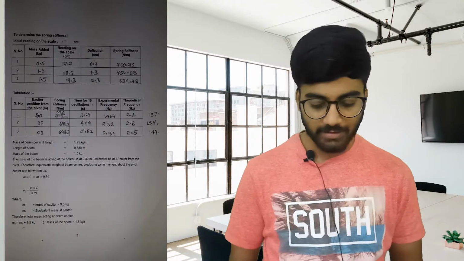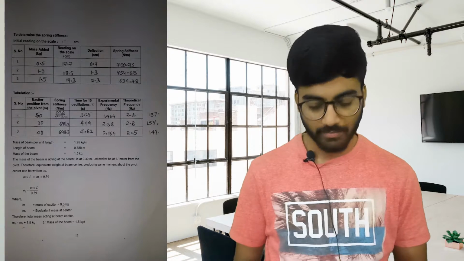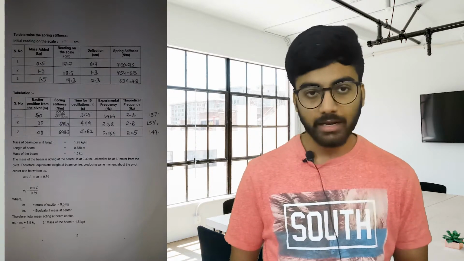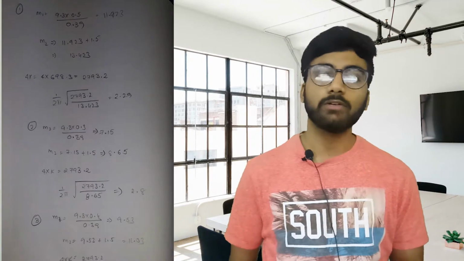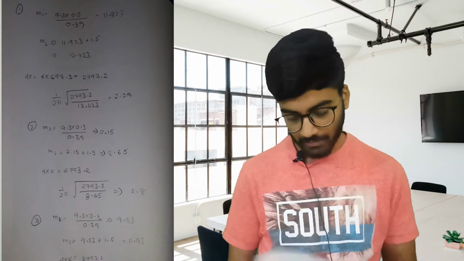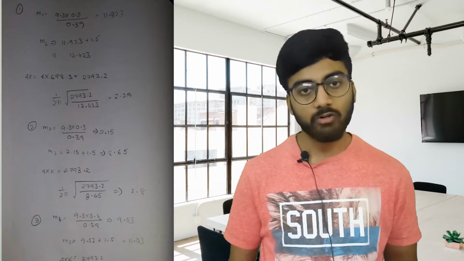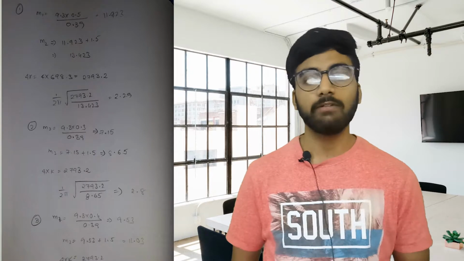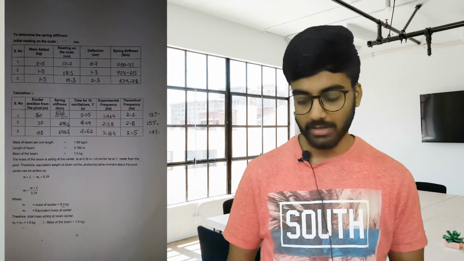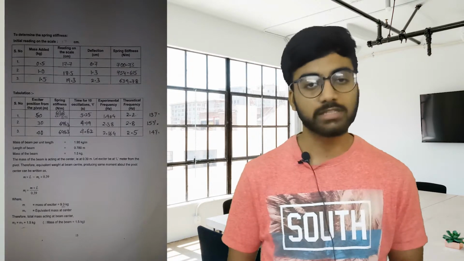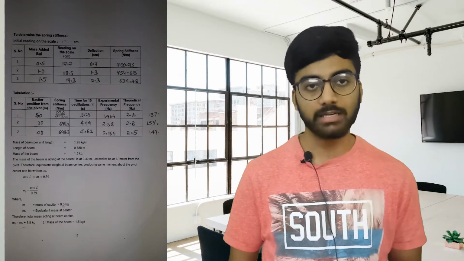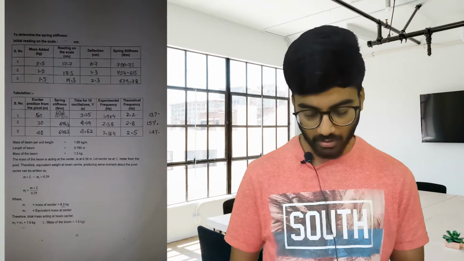As we can see in our tabular column, first we will find the initial reading of the scale. Then we will add mass in steps of 0.5 kg and get the deflection. By using the deflection and the formula F by deflection equals stiffness, we will calculate the stiffness. Similarly, we will carry out the experiment 3 times and get the spring stiffness 3 times. Then we will take the average and use this average in our next tabular column.